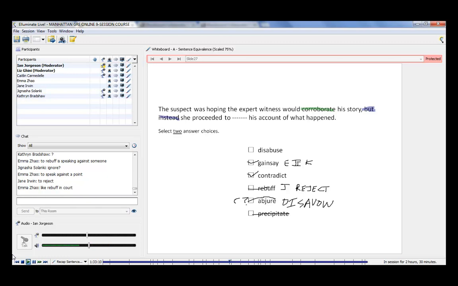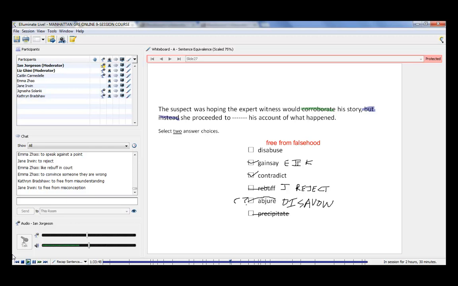I think that the hardest one was disabuse. But disabuse means what? Anybody know the meaning? Yeah, to free from misconception or free from falsehood. And in this case, it just doesn't work the same as contradict does. Disabuse would mean the expert witness explains to the suspect why the suspect was wrong.